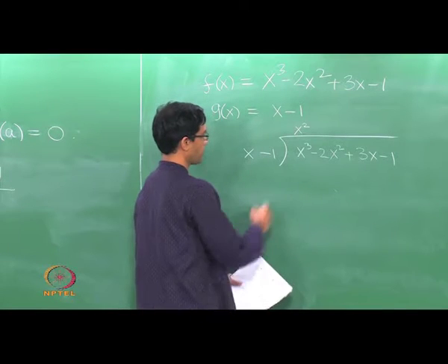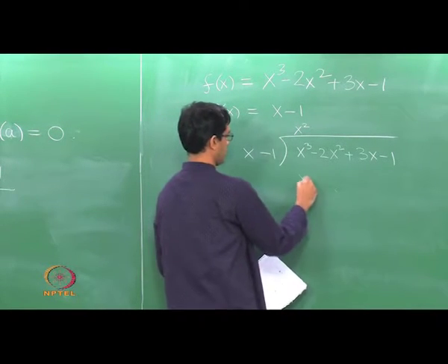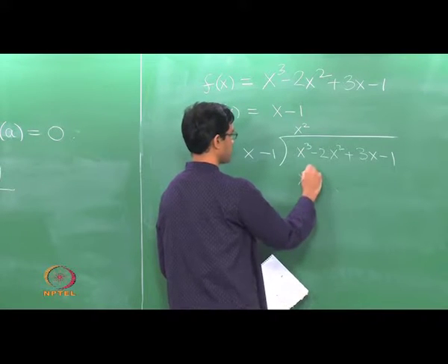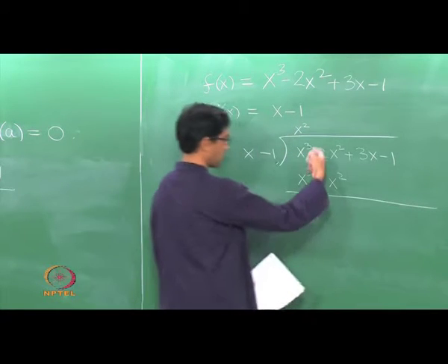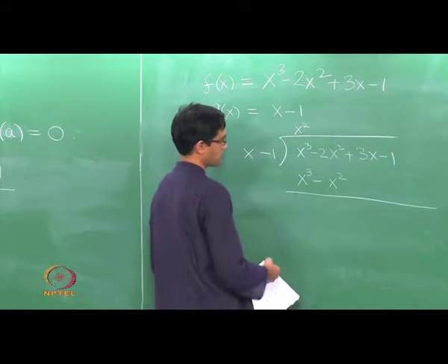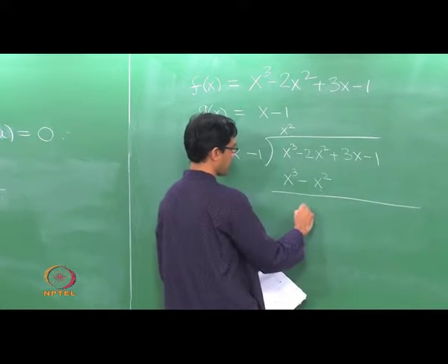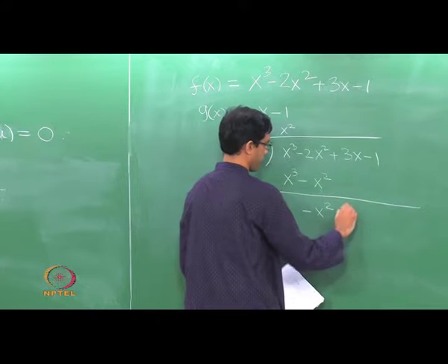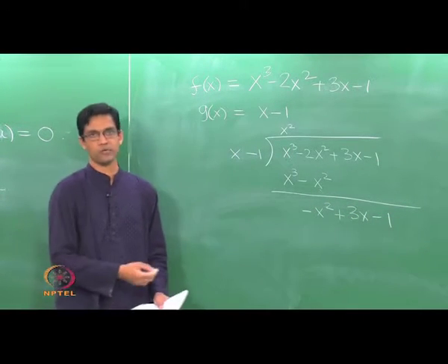We write that on top, and we multiply this x square by the x minus 1. So x squared times x minus 1 is of course x cubed minus x square, and then you subtract. So when you subtract, you will end up cancelling the highest power of x. That is the way it is designed essentially. So we will now subtract, we will get minus x squared plus 3x minus 1, and then we continue the same procedure.